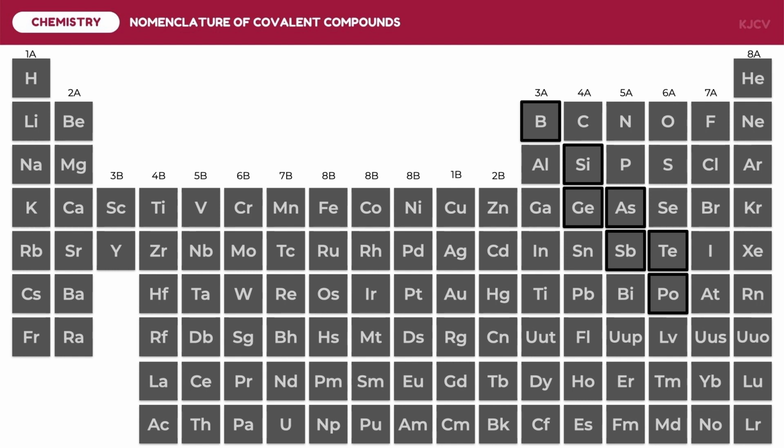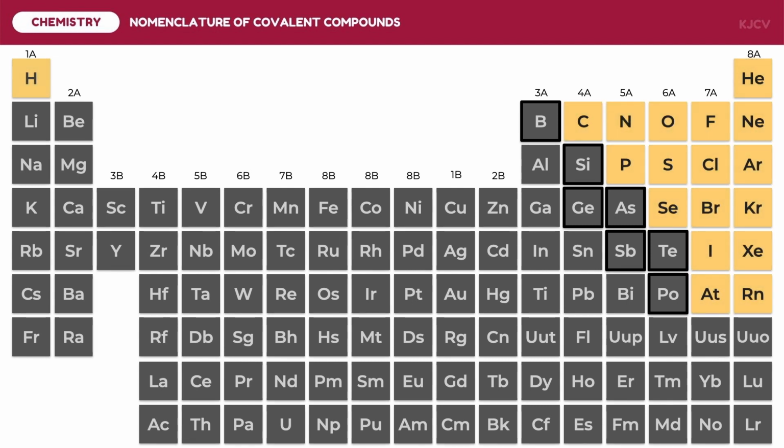Reviewing the periodic table, the elements found on the right side of the metalloids are the nonmetals. Nonmetals can form compounds with each other. These do not contain ions which use transfer of charges. Instead, nonmetals share electrons to form covalent bonds.